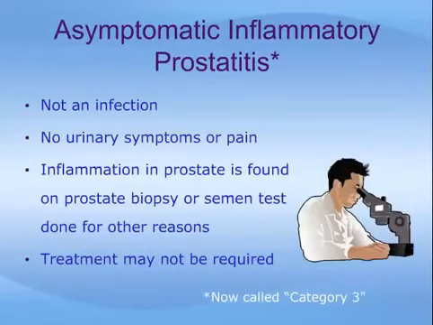Asymptomatic inflammatory prostatitis, now called Category 3, is not an infection at all. In fact, this is a silent condition where a man has no urinary symptoms or pain whatsoever, but is found by chance to have inflammation in the prostate on a prostate biopsy or semen test done for other reasons. In these cases, treatment may not necessarily be required.